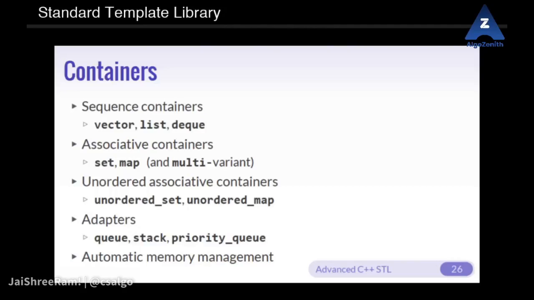Hi, in this video we'll be talking about containers in STL. There are a lot of different types of containers available in STL. Something like sequence containers like vectors, lists, deques, associative containers like set and map, the unordered versions of the same, and some adapters on the sequence containers like queue, stack, priority queues and all.